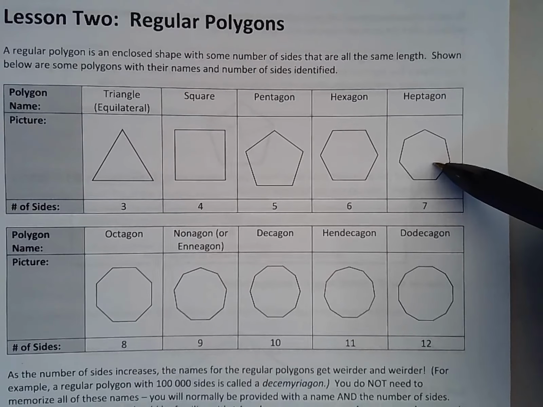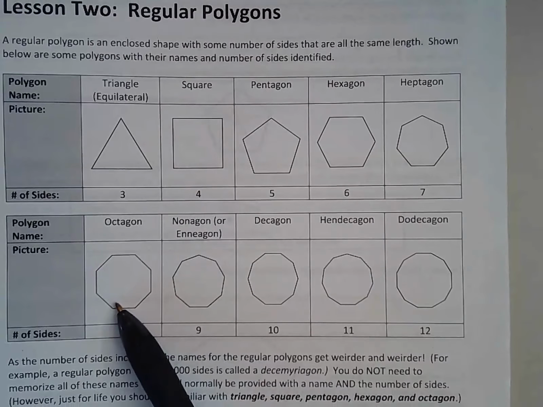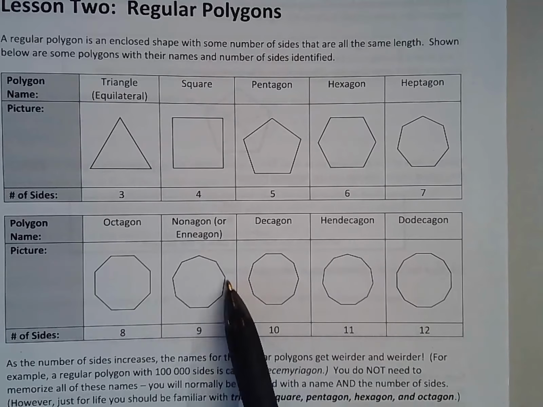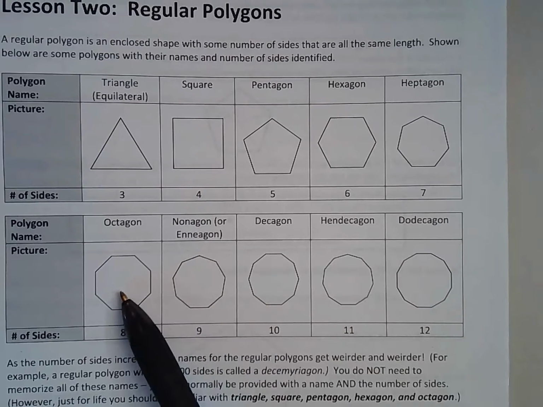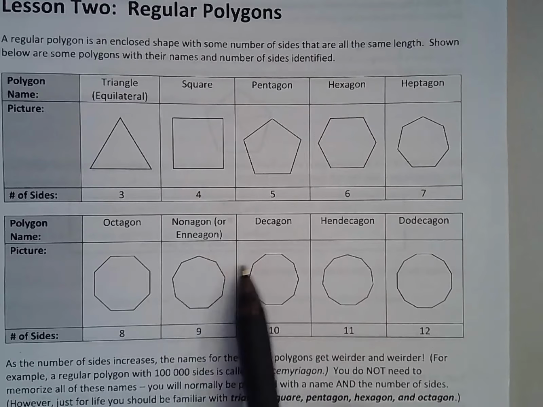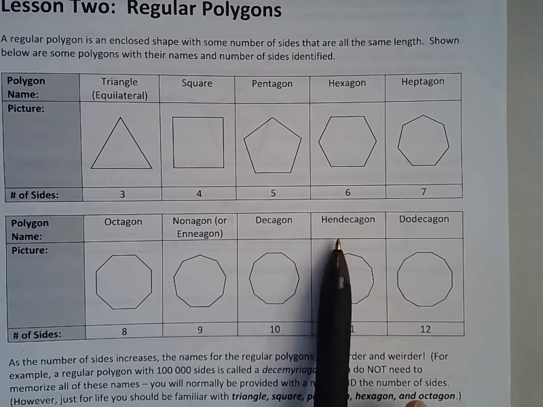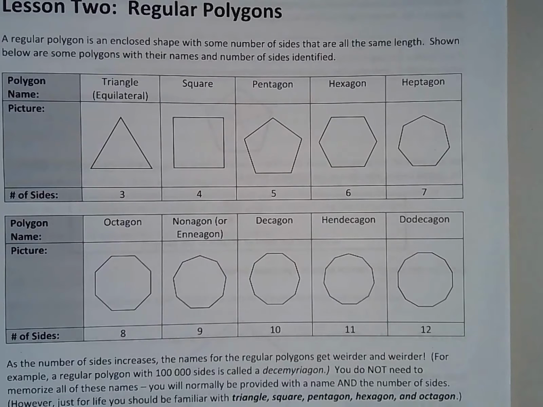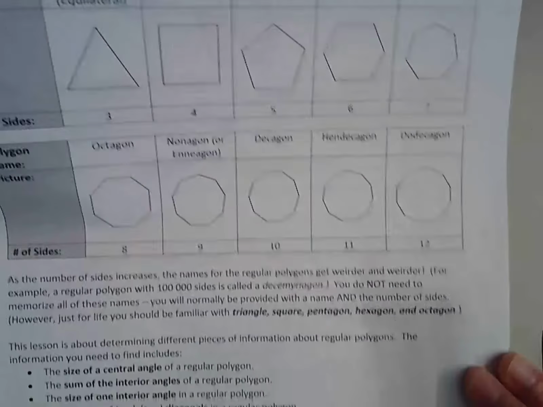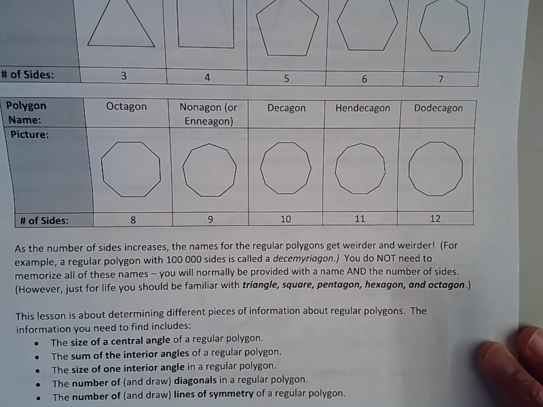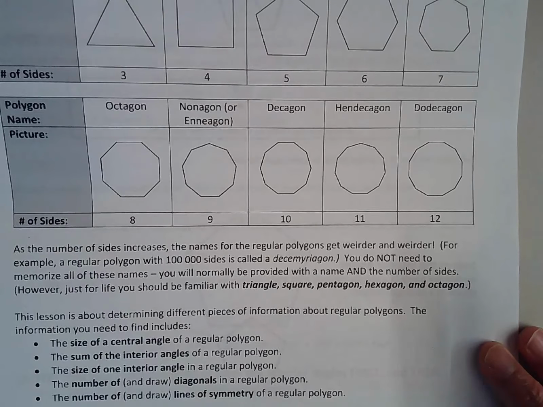Seven-sided is heptagon. Octagon is the eight. After octagon, that's probably the most common one. And then nonagon, decagon, and these ones are not super familiar to us, right? Now there are some properties, some characteristics that are shared by all of those. This is what we're going to talk about.